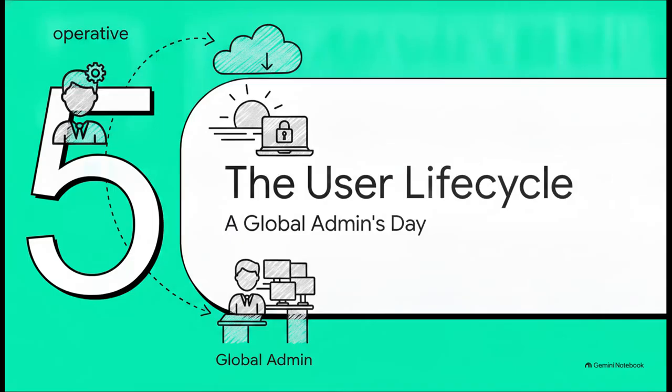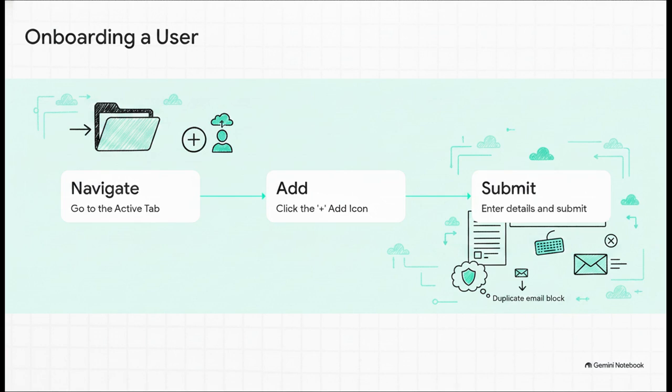Section 5. The User Lifecycle. A day in the life of a global admin. All right, let's tie all these interface basics together by looking at a realistic scenario. Let's say you're onboarding a brand new team member. You'll navigate to your Active tab, make sure no checkboxes are ticked, and hit that plus add icon. A form pops right up for their basic details: first name, last name, email, and their assigned role.